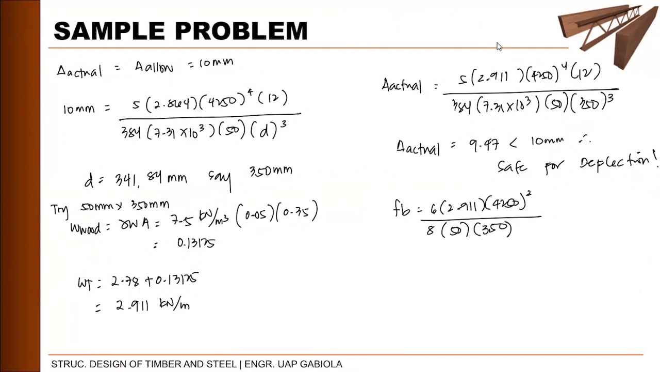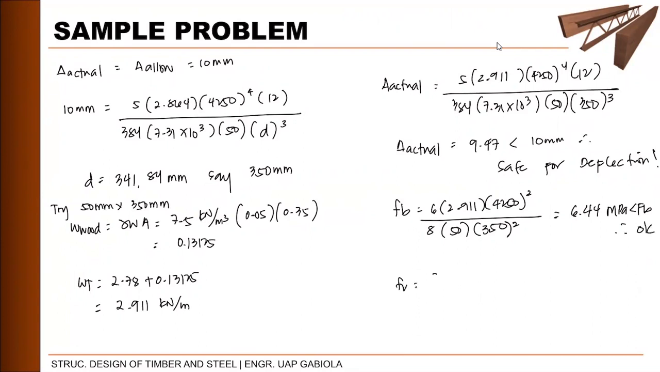Okay? Squared. So, 6 times 2.911, 4,250 squared, all over 8 times 50 times 350 squared. Okay? So that is 6.44 MPa. So less than siya ng allowable. So okay.